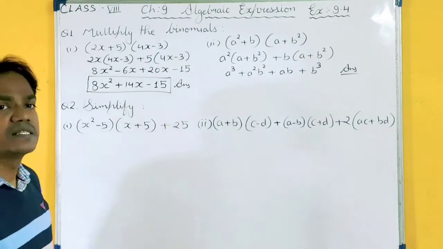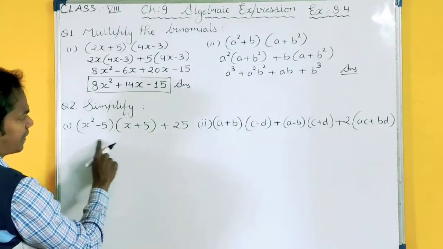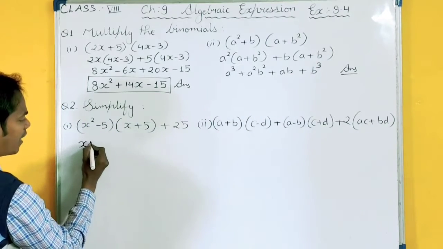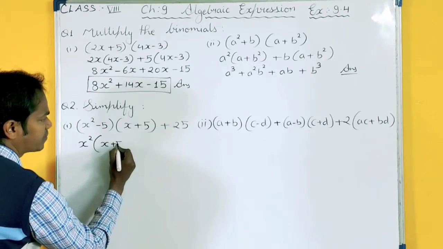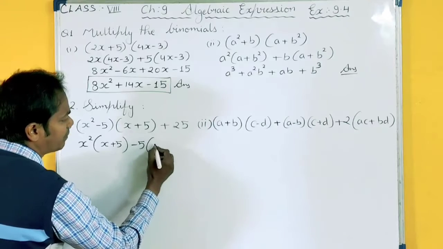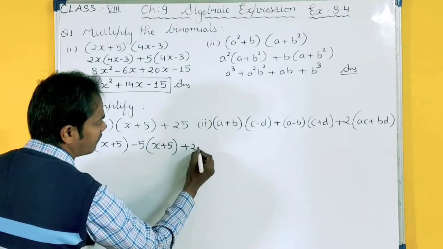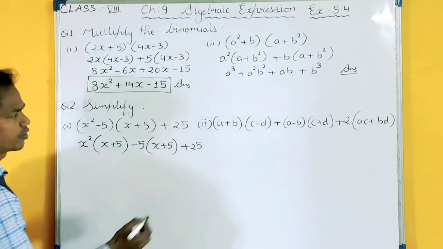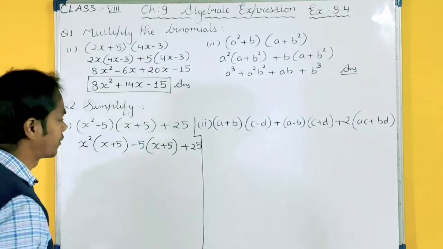Now second is simplify. We will use the same method. First we will multiply this 2, x square multiplied by x plus 5. Then minus 5 multiplied by x plus 5. And this plus 25 is given in your question only. This plus 25 is part of your question.